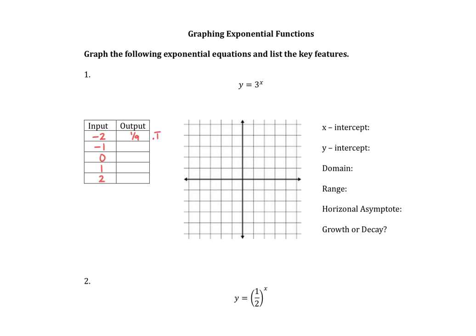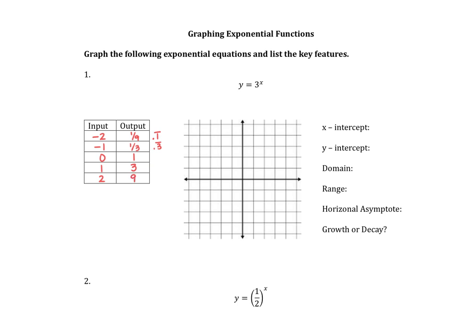At -1, we see 1/3, which remember is the same thing as 0.3 repeating. You can put either one. I don't mind which one of those, fraction or decimal, that you use. At 0, we have a value of 1. At 1, we have a value of 3. And at x is 2, we have a value of 9.